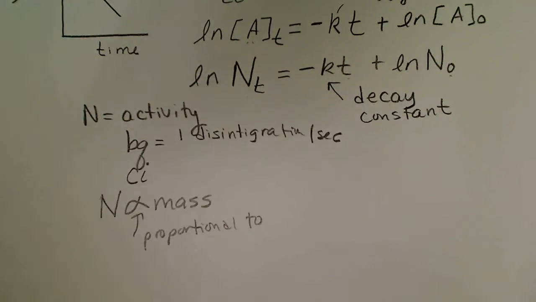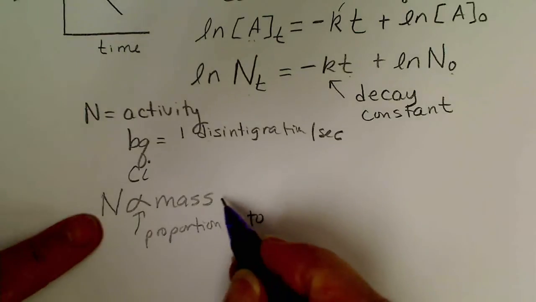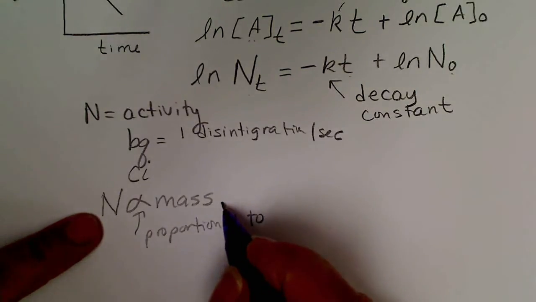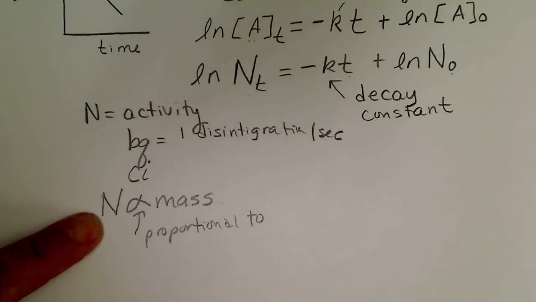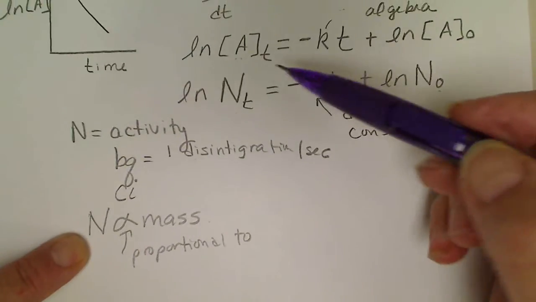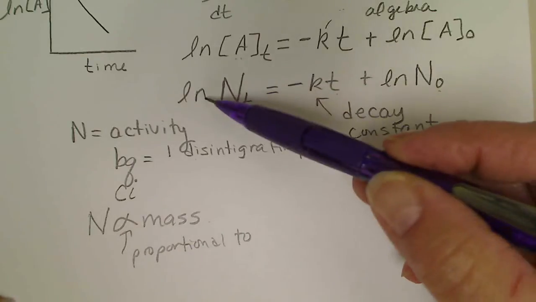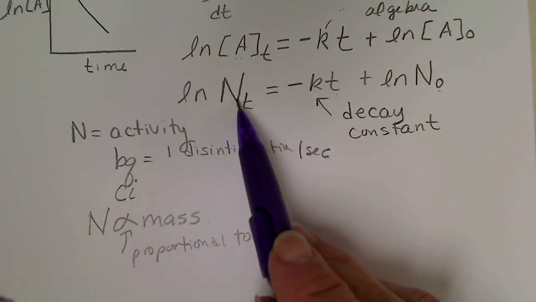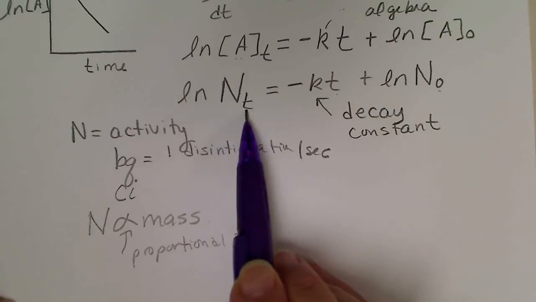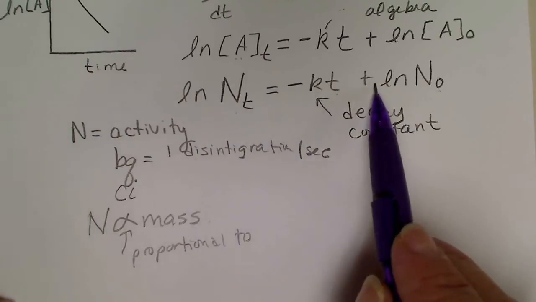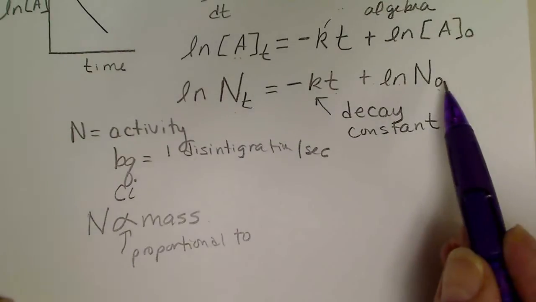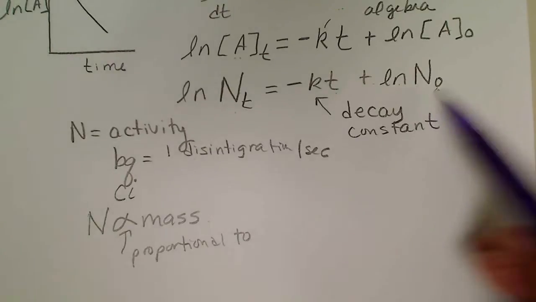So we may see in a word problem, the mass might be given of any radioactive substance. So technically we could put that into this equation, the natural log of the mass at any time t equals negative kt plus the natural log of the initial mass.